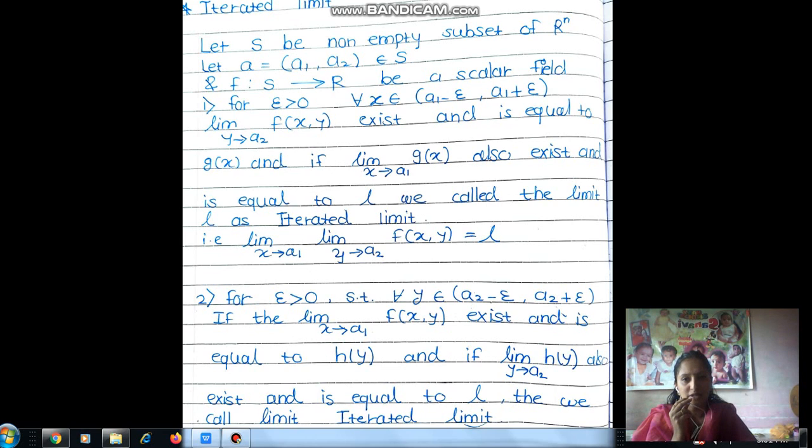Then for epsilon greater than 0 and for x belongs to (a1 minus epsilon, a1 plus epsilon), that is, the epsilon neighborhood of a1, for y, limit y tends to a2 of f of xy exists and it is equal to g of x. That is, the limit of the function f of xy when y tends to a2 is g of x, and if limit x tends to a1 of g of x also exists and it is equal to L, then we call L the iterated limit. Limit x tends to a1, limit y tends to a2, f of xy is equal to L.